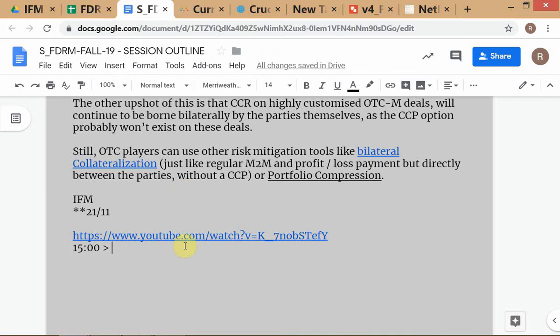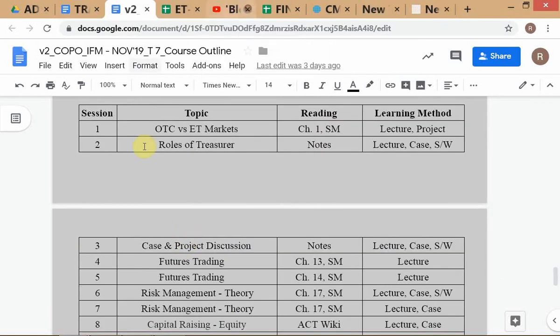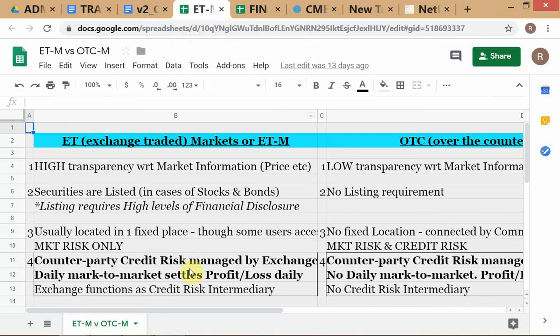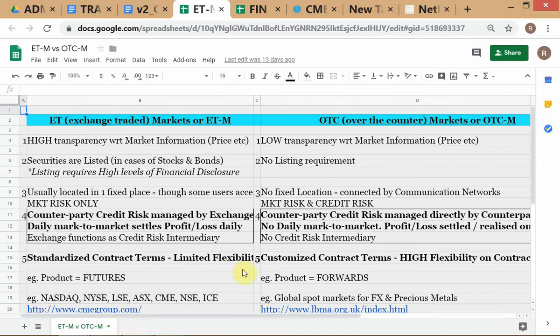So let's go back to, what were we discussing? I can now close this tab, that's why I looked at it. We have to do this. This spreadsheet is also in your folder.